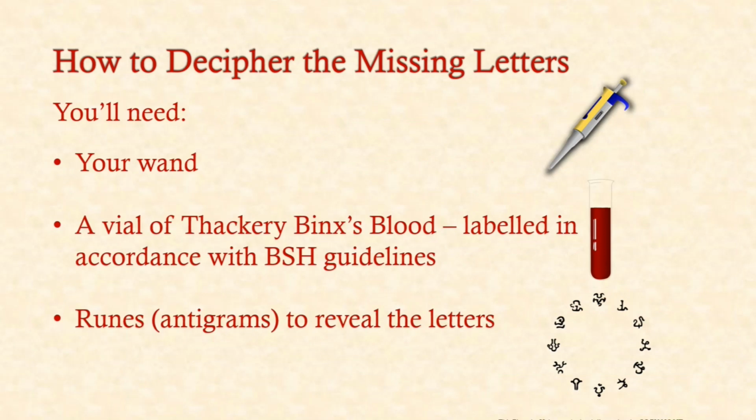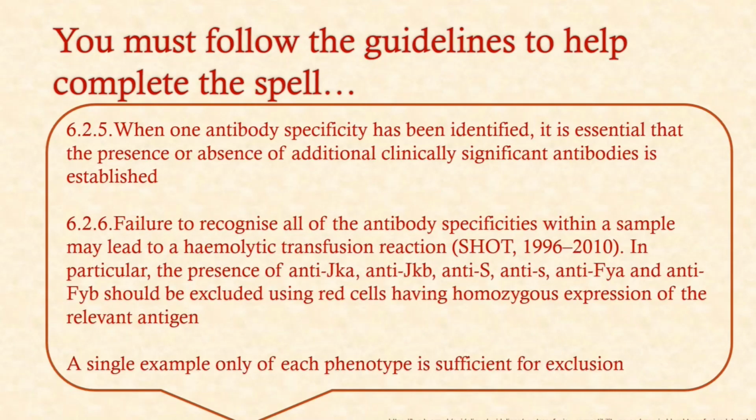What you'll need to be able to cast the spell is your wand, which is your pipette. You need a vial of Thackeray Binks's blood, and if anyone hasn't seen Hocus Pocus, you're going to wonder what on earth I'm talking about, but he's one of the characters from that. It also needs to be labelled in accordance with BSH guidelines: name, date of birth, unique identifier, etc. And we'll also need runes. They are the antigrams that we're going to use, and these will reveal the letters.